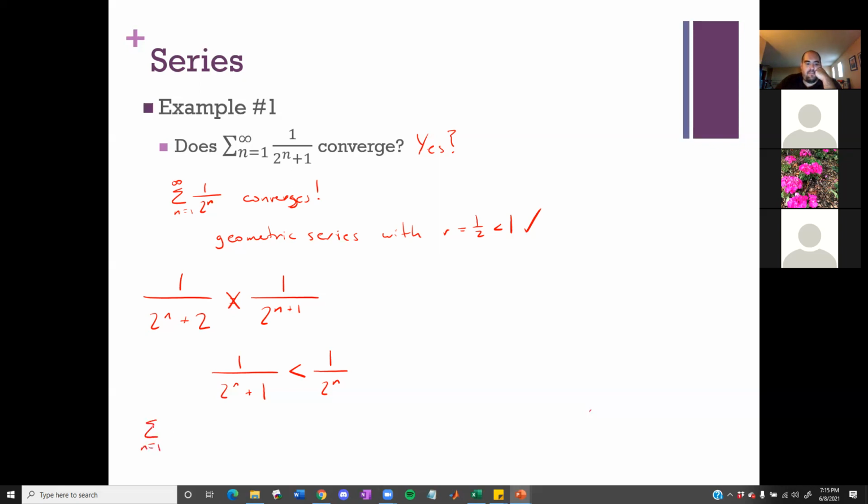So let's look at what that comparison test told us. We already talked about why the series of 1 over 2 to the n converges. So that means that the series from 1 to infinity of 1 over 2 to the n plus 1 converges as well.